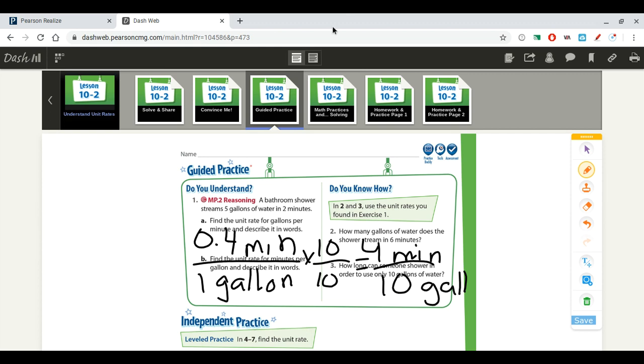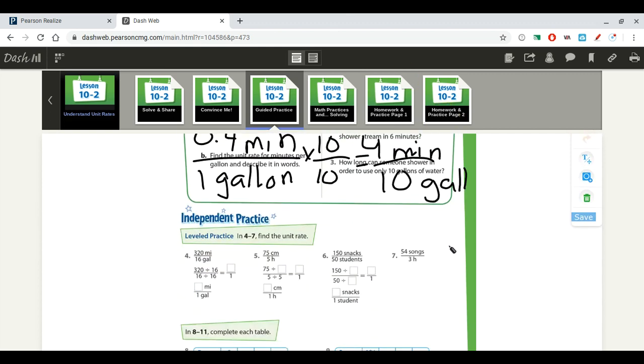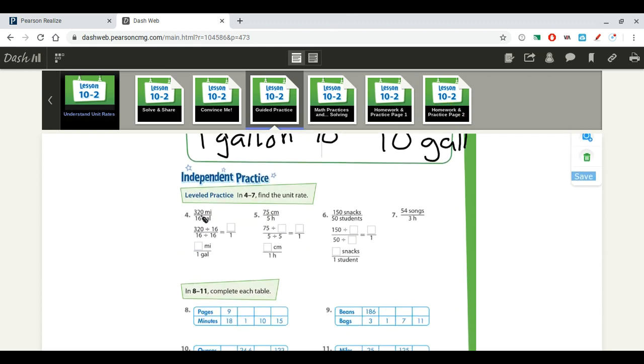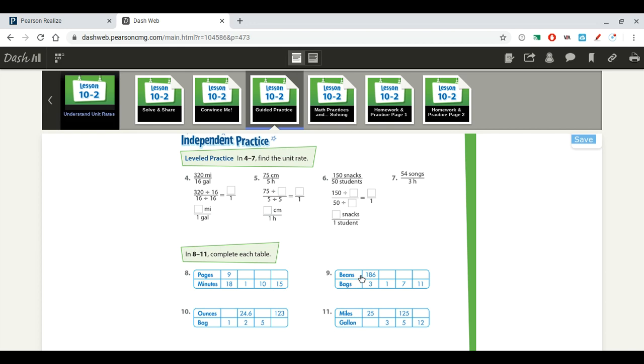So let's pop down to your independent practice and see here. So here it's finding the unit rate for miles per gallon, centimeters per hour, snacks per student, songs per hour. If you look here, it's pages per minute, beans per bag, ounces per bag, miles per gallon. So generally the top value is not what we're going to find the unit rate. It's going to be the bottom value.